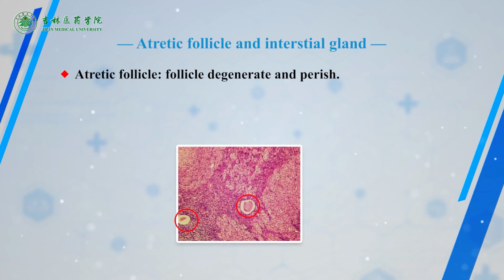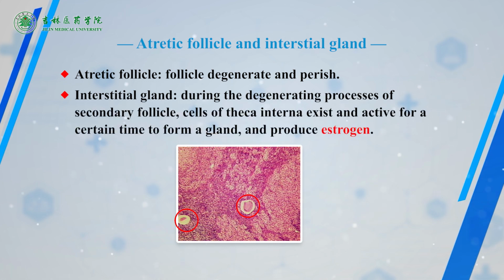Most ovarian follicles undergo atresia, in which follicular cells and oocytes die and are disposed of by phagocytic cells. These follicles are named atretic follicles. During the degenerating process of secondary follicles, cells of the theca interna persist and are active for a certain time to form a gland, the interstitial gland, and produce estrogen. In the lower picture, the circle indicates the atretic follicle.